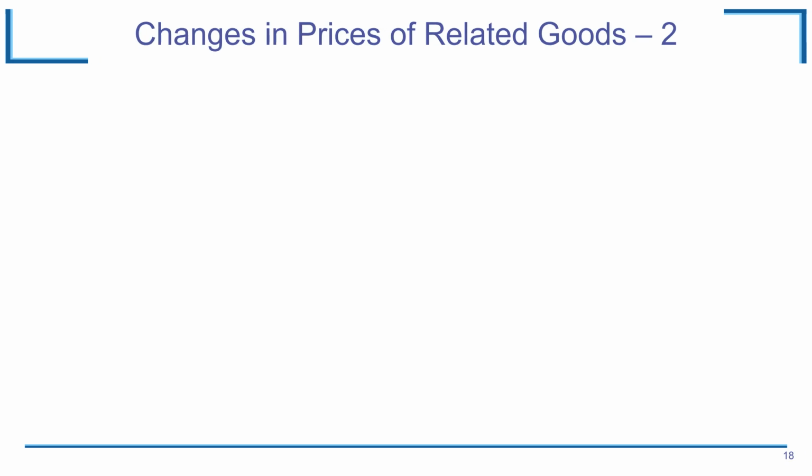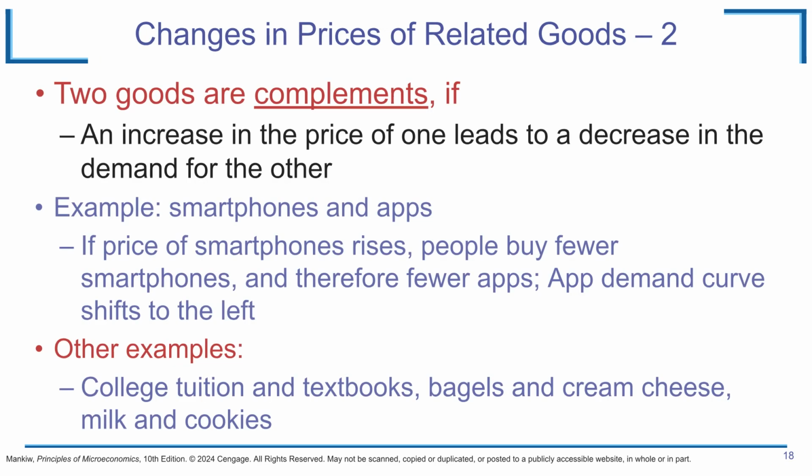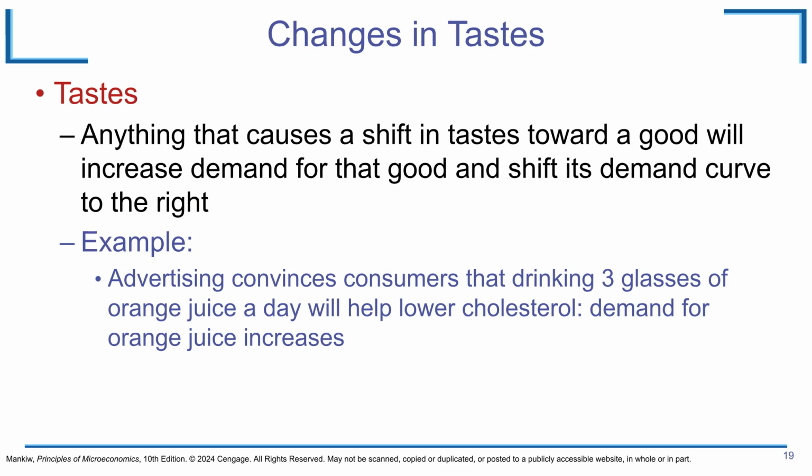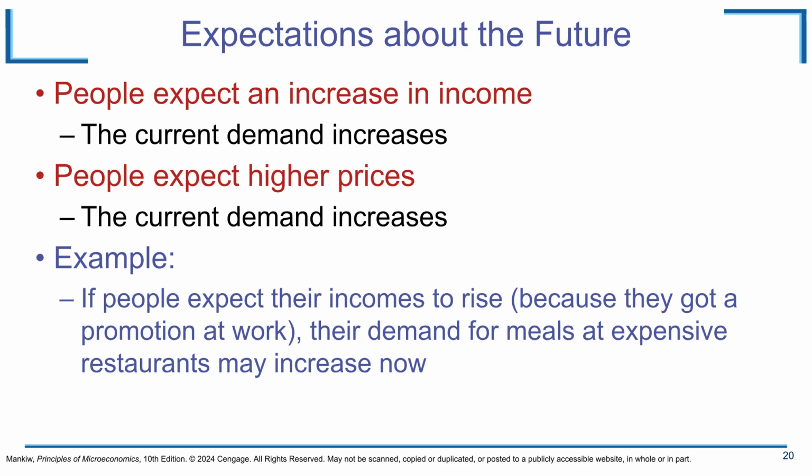Changes in the prices of related goods also influence demand. Two goods are substitutes if an increase in the price of one leads to an increase in the demand for the other. For example, if the price of pizza increases, consumers may switch to hamburgers, thus increasing the demand for hamburgers and shifting its curve to the right.